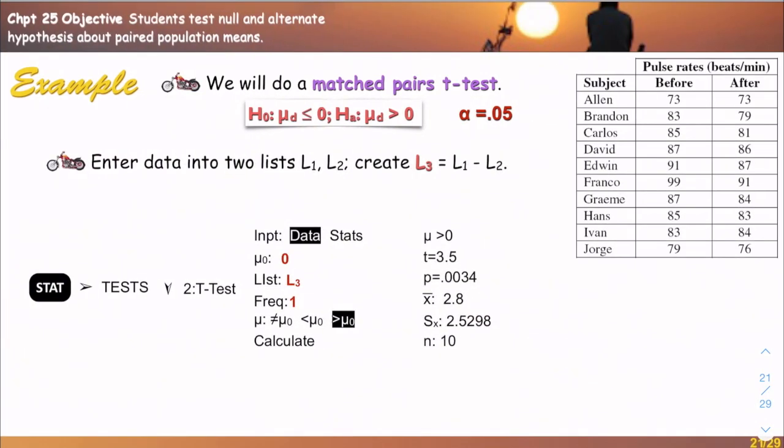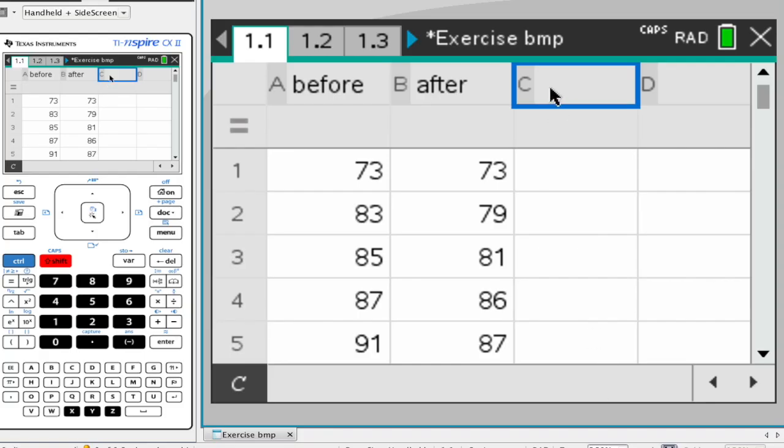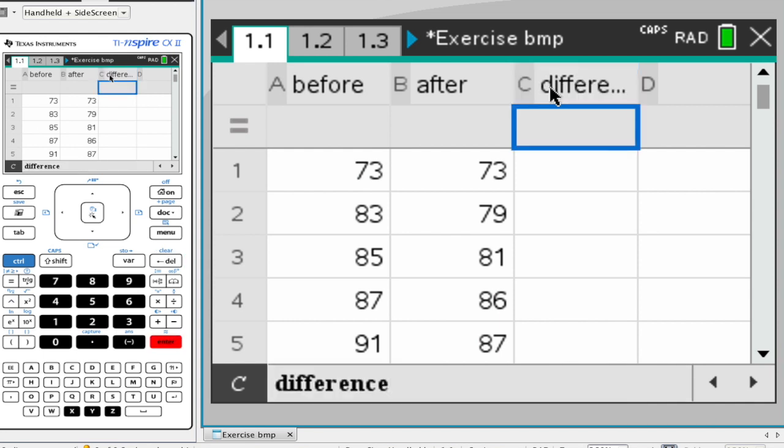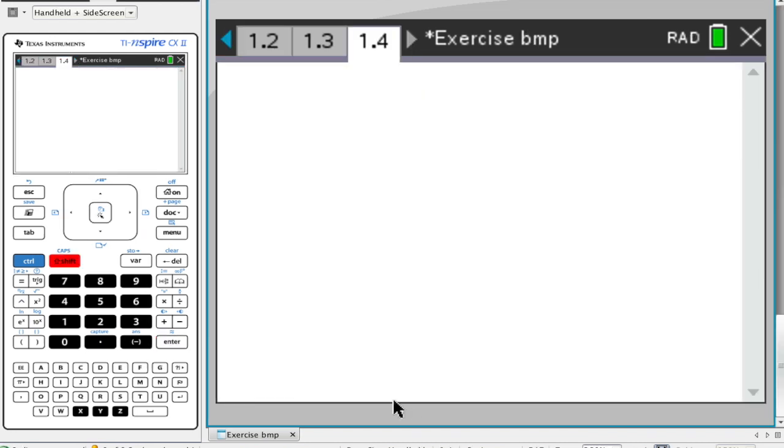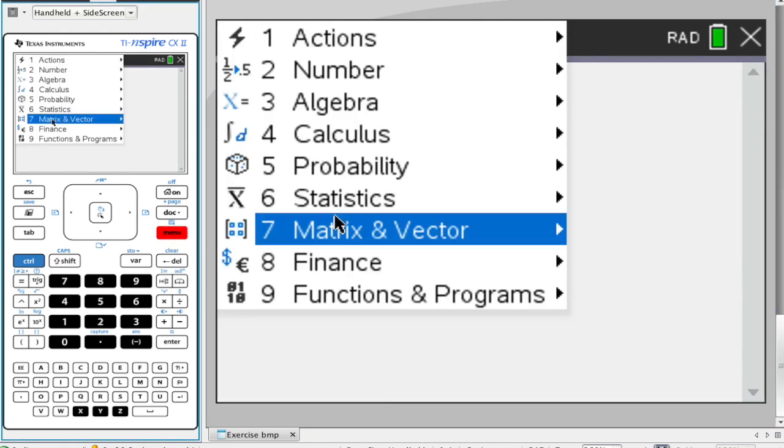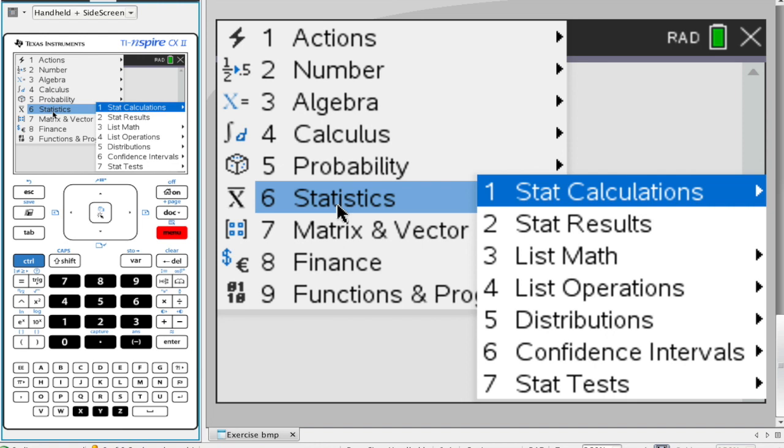So let's jump to the calculator now. We have our pulse rates for before and after, labeled in each appropriate column. Once I have those, I'm going to make a third column, let's call it the difference column, where I subtract before minus after. I can either do it in a spreadsheet, but in this case, I will do this in a calculator.